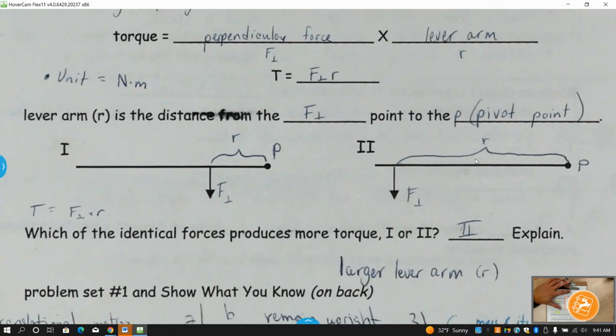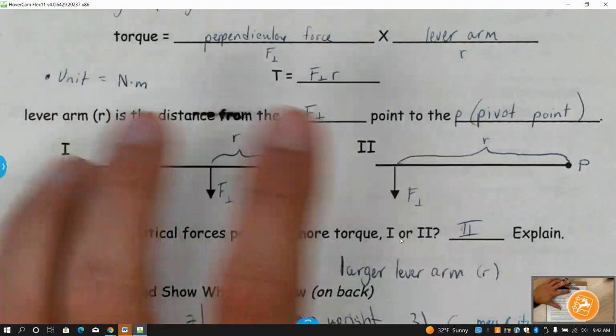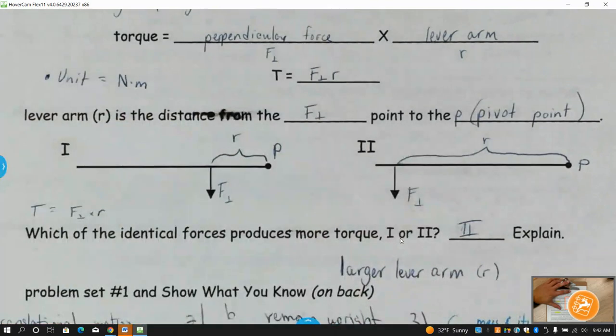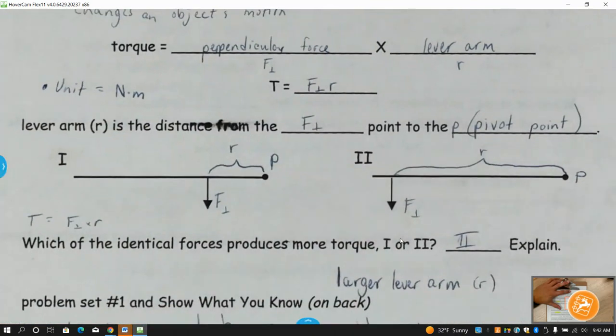Okay, and so again, out of these two identical forces, who's going to produce more torque? Part one or two? It would be two, and the reason why is just because it has a longer lever arm, letter R.